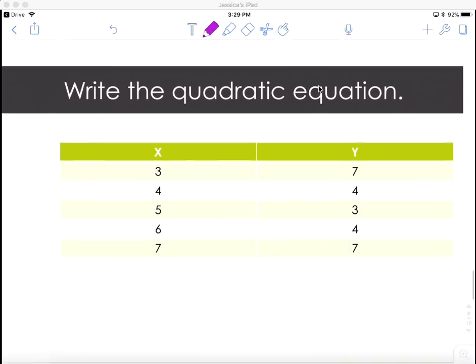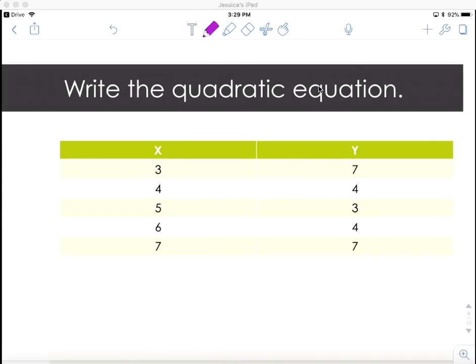You may also see these written as tables, and really the process is the exact same. It's just going to look a little different because instead of just giving us the vertex and a point, you're now given a set of points on a table. Your first step is to figure out what your vertex is. And remember, with quadratics, they are always symmetric around your vertex.